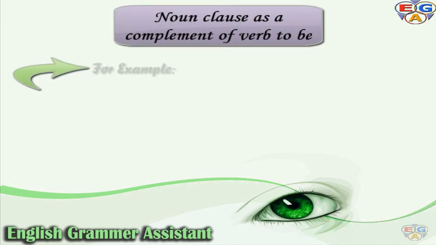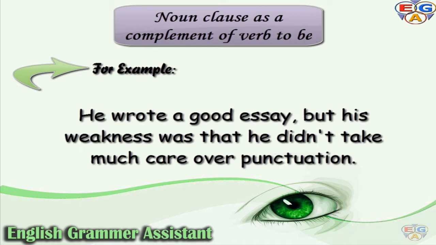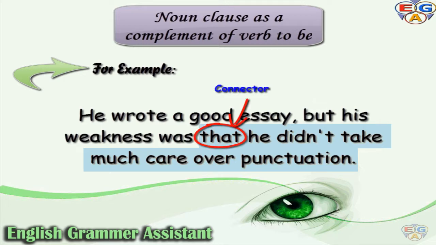The noun clause as a complement of verb to be. For example, he wrote a good essay, but his weakness was that he didn't take much care over punctuation. That he didn't take much care over punctuation here is the noun clause. It acts as a complement of the verb was. The connector of this noun clause is that.